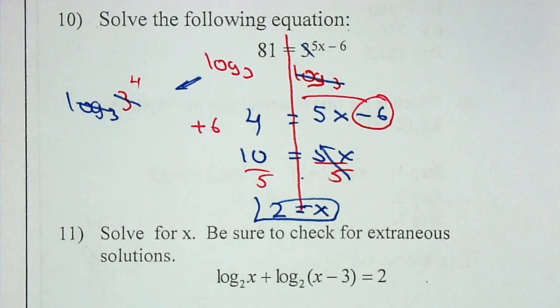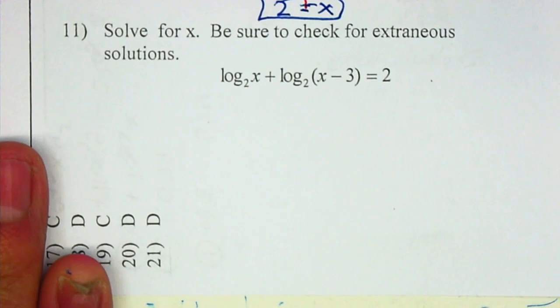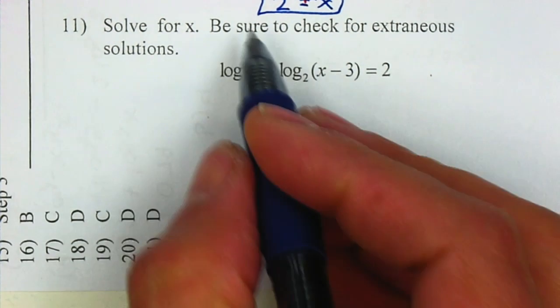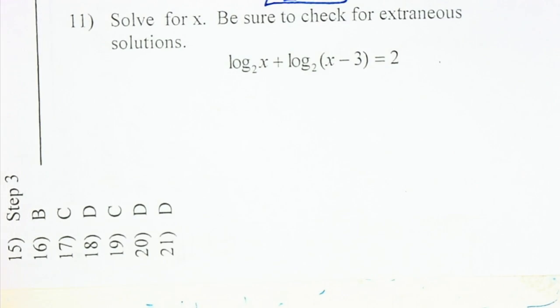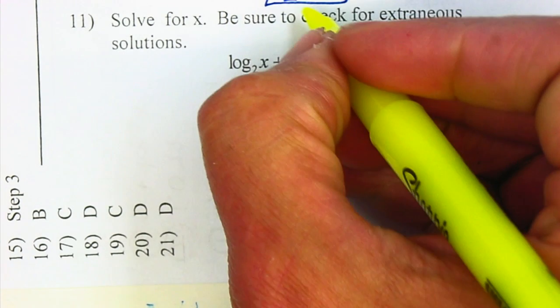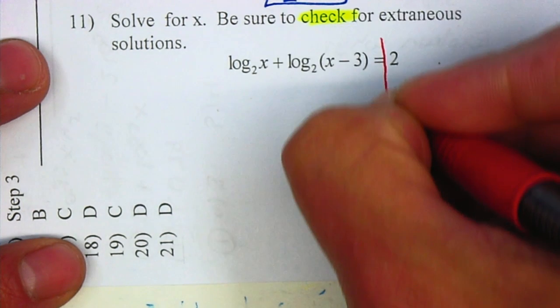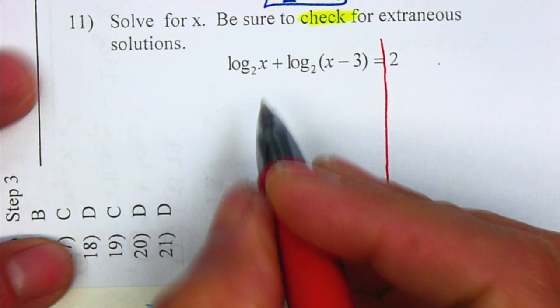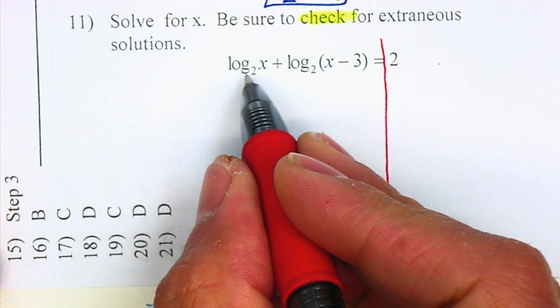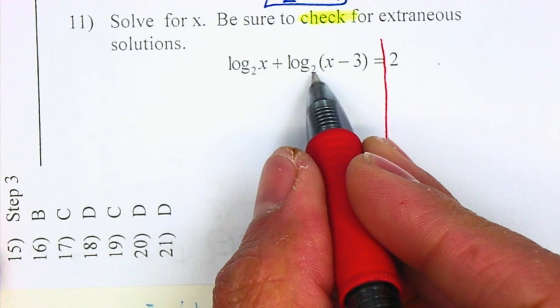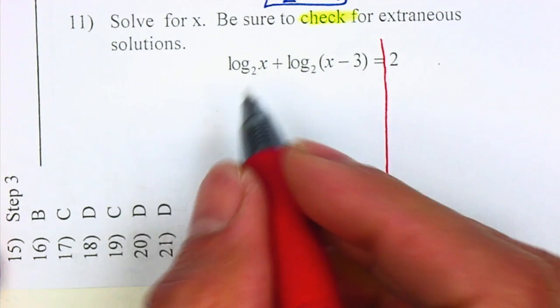Problem number 11. On problem number 11 it says solve for x, and be sure to check for extraneous solutions. So you make sure that you check and show me the check on the left-hand side or on the right. I'm going to draw the line. I have two logs on the left-hand side. I have log base 2 of x plus the log base 2 of x minus 3.